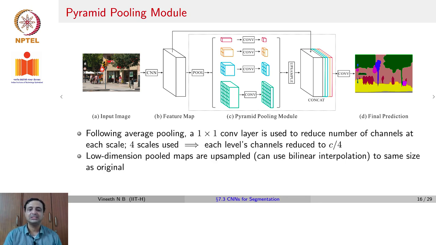The reason is once these 1x1 convolutions are performed, all of these are upsampled and concatenated. So each of these pooled maps are upsampled using simple bilinear interpolation, and then they are concatenated, and this concatenated volume is going to have the same number of channels as the original feature map. Once this is done, this is then sent through a convolutional layer to get your final prediction of segmentation.